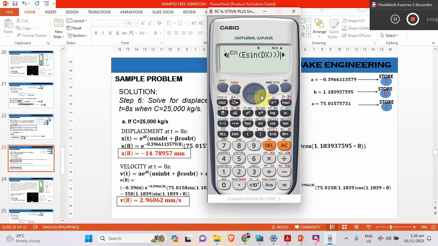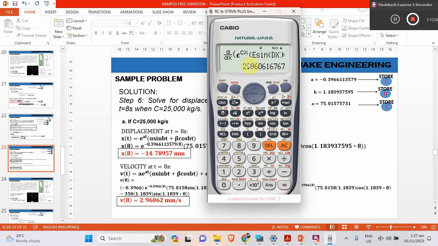Okay, after this one, you also have 350, right? Then cos sine bt. Your b again is stored in d, then x. Now, let x here be 8. So, yes. I know it. Okay, take note, it should be ready. Shift mode 4. Okay, so it should be ready now.